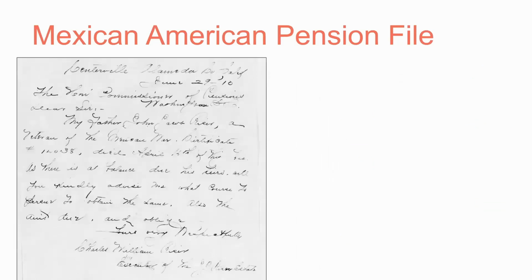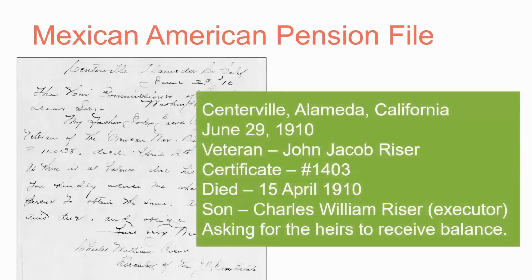To show you what type of records this file can hold, let me show you a couple. First is a letter from John's son stating that his father was a veteran of the Mexican War, but he died the 15th of April 1910. And the son was asking for assistance to receive the balance due to the heirs. And the reason he was is because his son, Charles, was the executor for the probate, for the will. And so he's trying to handle the estate.